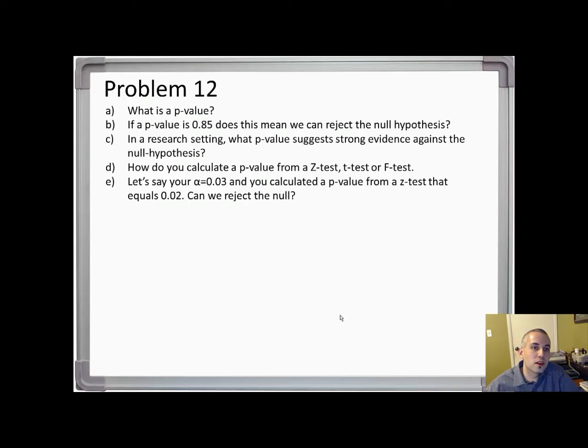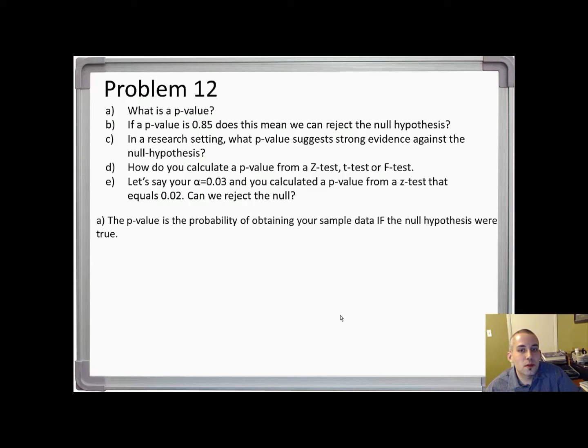Alright, problem 12. If p-value wasn't clear, in problem 12, we'll be talking a little bit more about p-value. So what is a p-value? Essentially, that's probability of obtaining your sample data if the null hypothesis were true. So if a p-value is 0.85, can we reject the null? No. That indicates you have little reason to doubt the null hypothesis.